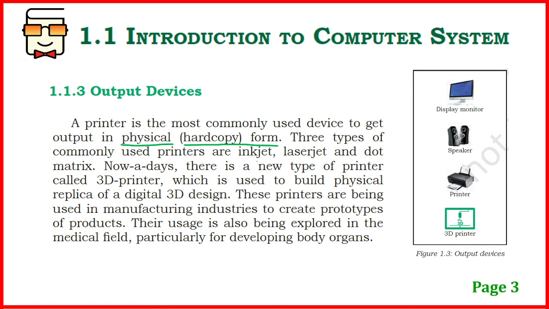Now printers are of three kinds: the inkjet, the laser jet, and the dot matrix printer. These are the types that have been existing since long. Now there is a fourth category of printer that is quite recent and quite modern, which is known as the 3D printer. Now what is the 3D printer?